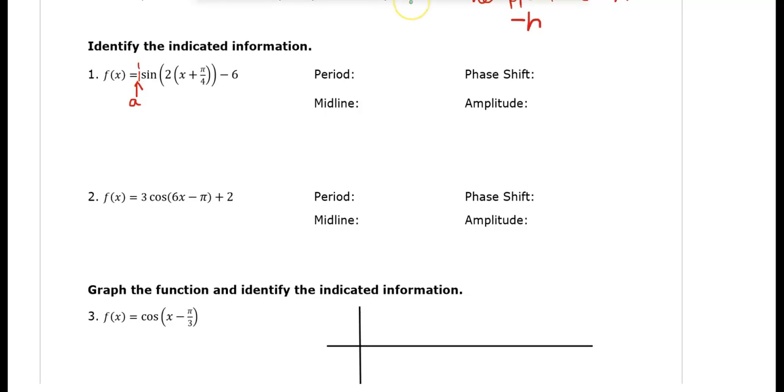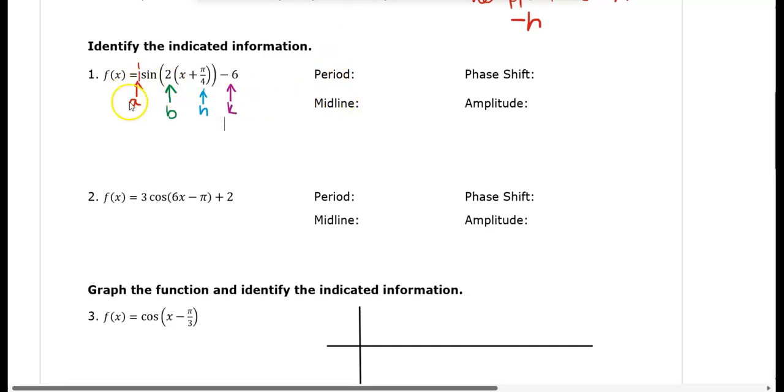All right. Now my b is right here. So that's the 2. And then we have our h, which is right here, this pi over 4. And then we have this negative 6 here, which is my k. So these are my 4 variables, and I can use those values to find all 4 of these things out. So first, to find the period.